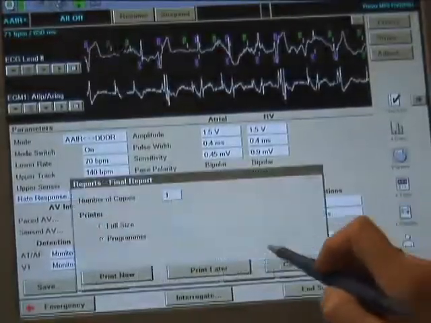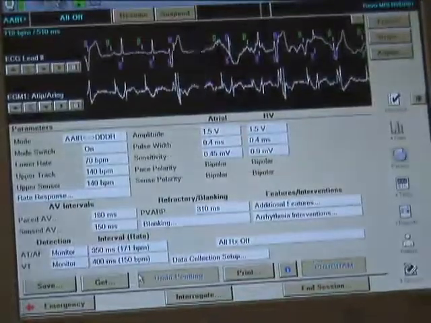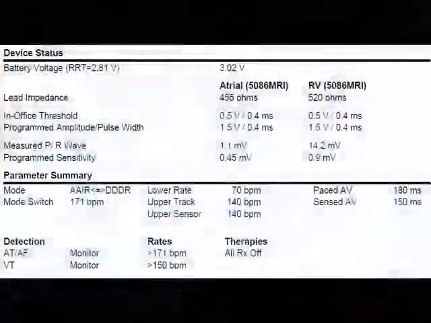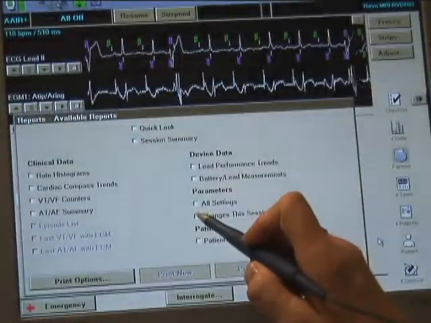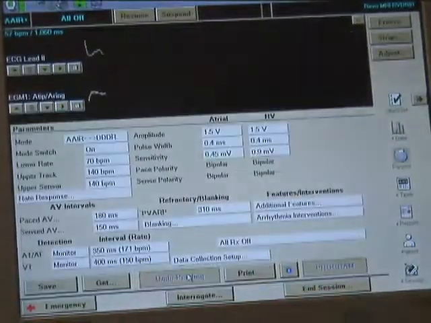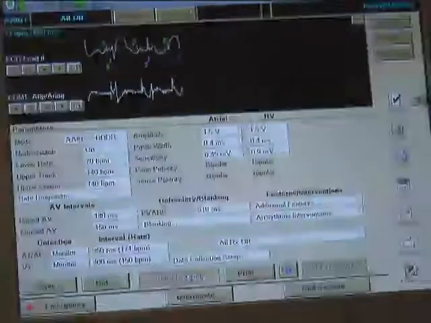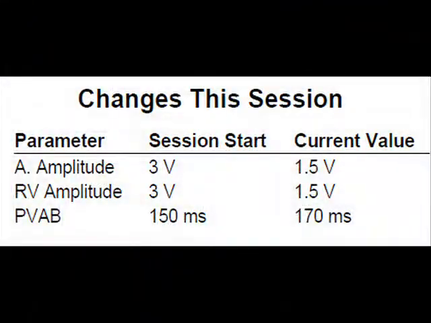At the end of the interrogation, print out the final report. This shows a summary of the battery voltage, lead parameters, and device settings. After the final report is printed, print out the report for changes made during the session. This allows for review of parameters that were changed to ensure they were completed correctly.